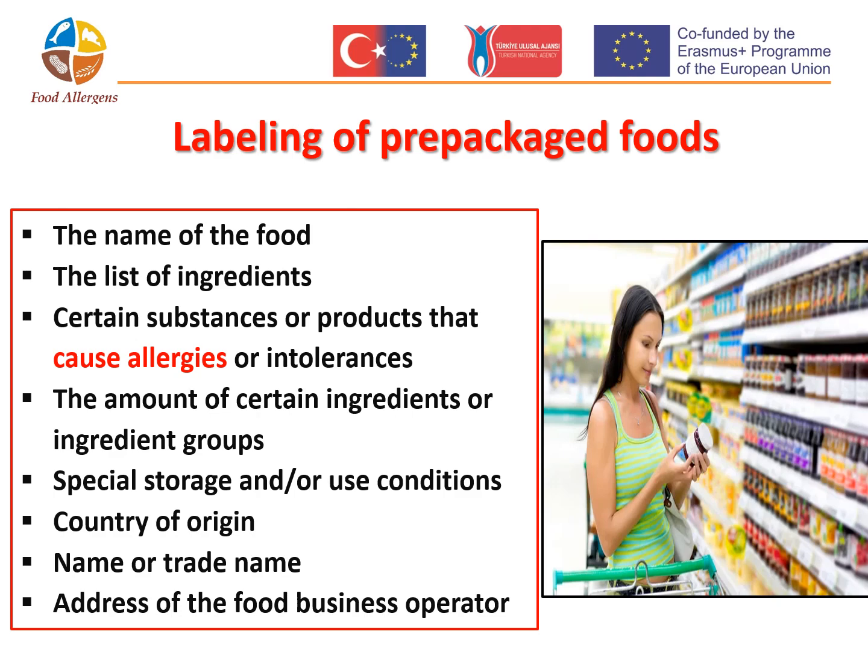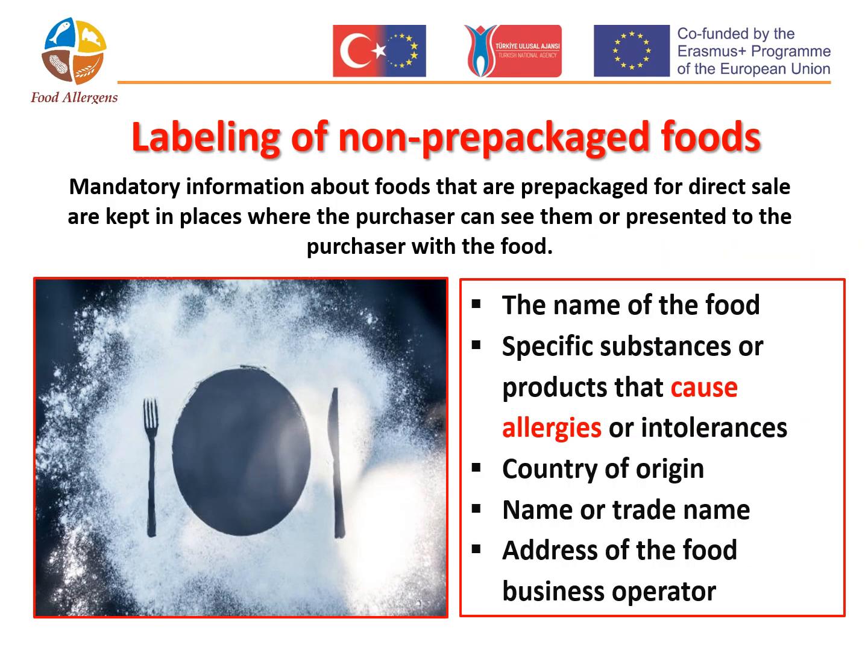Due to the possible and unintentional presence of allergens, for food sold to the end consumer or collective consumption places without being prepackaged, and foods that are packaged in line with the customer's demand in the businesses where the sale is made, mandatory information about foods that are prepackaged for direct sale is kept in places where the purchaser can see it or presented to the purchaser with the food. Mandatory information includes statements such as the name of the food, specific substances or products that cause allergies or intolerances, country of origin, name or trade name, and the address of the food business operator.